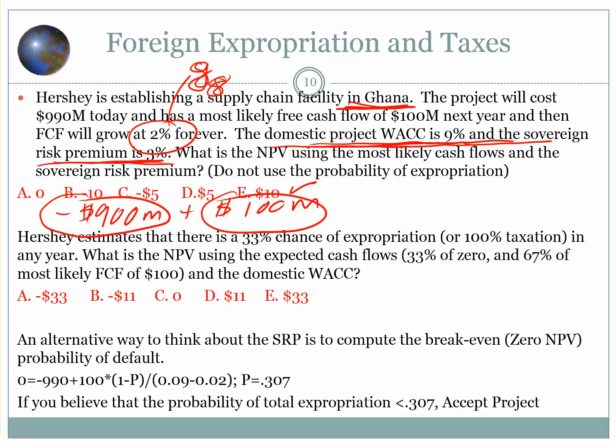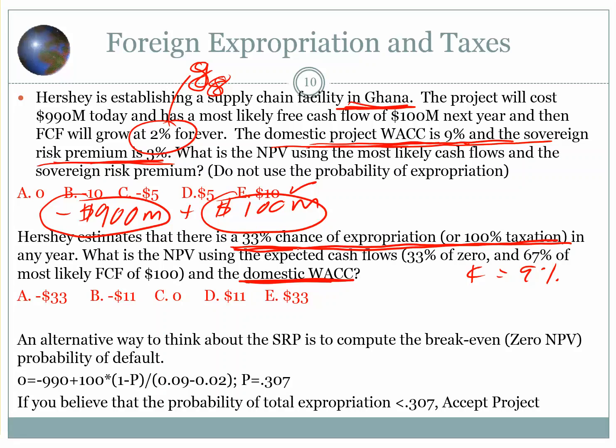However, there is another way to do that. The other way is you keep using your domestic WACC. So we're going to discount the cash flows at, in this case, 9%. That's going to be our K. However, instead of using the sovereign risk premium, you factor the cash flows for the probability of expropriation. Say there's a 1/3 chance of expropriation. You can think of that as a tax: expropriation is a 100% tax on your business.